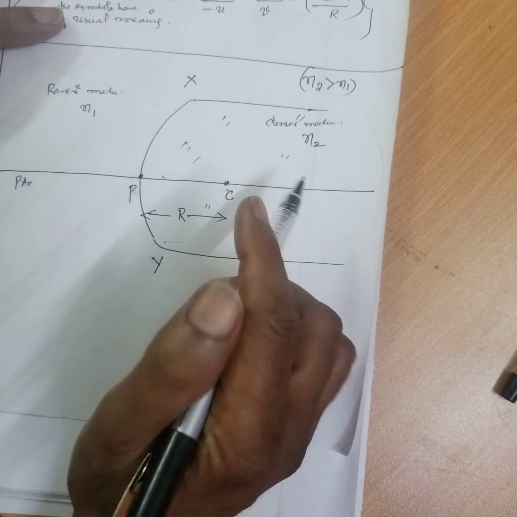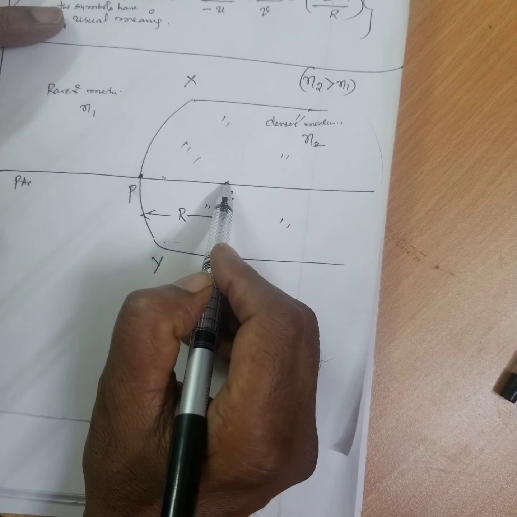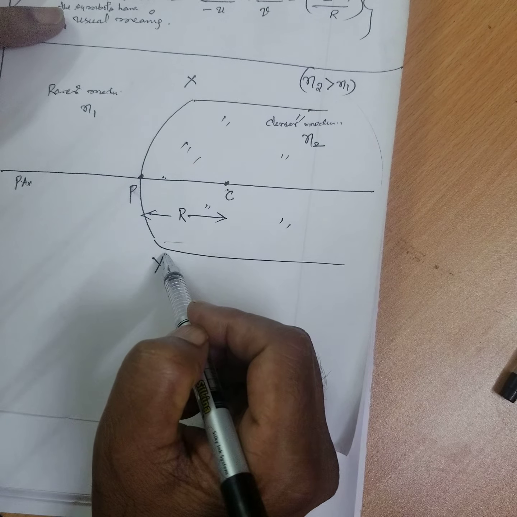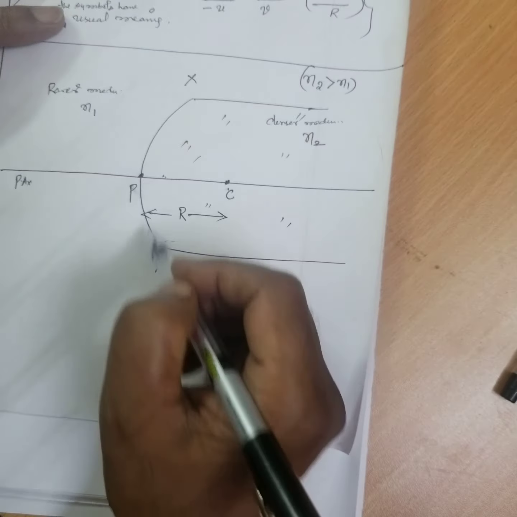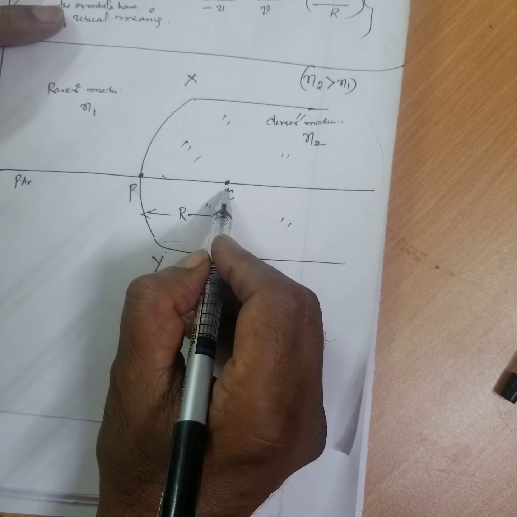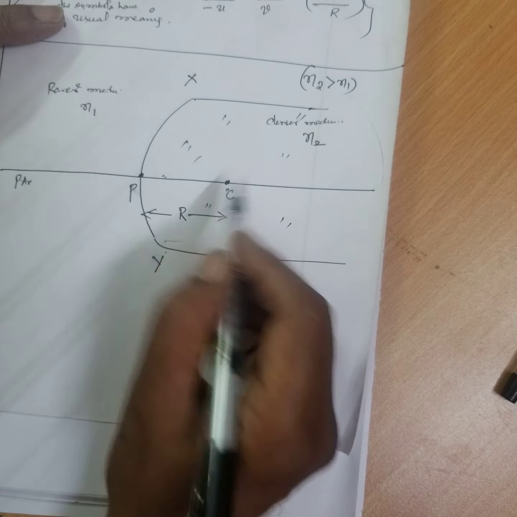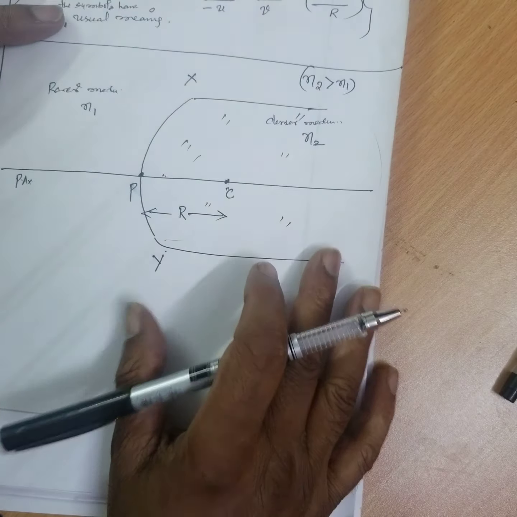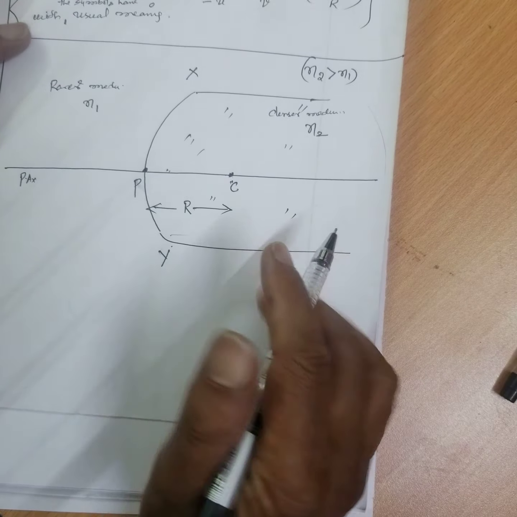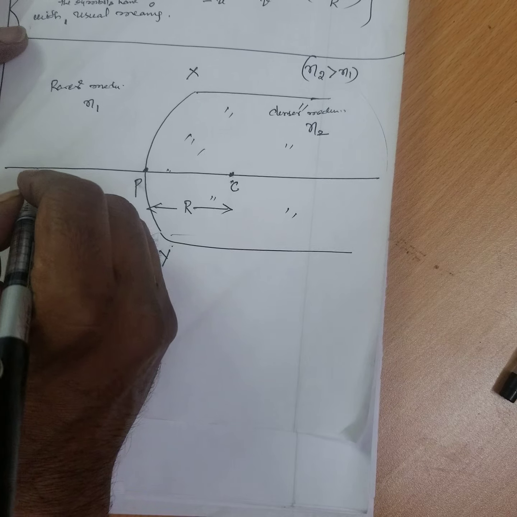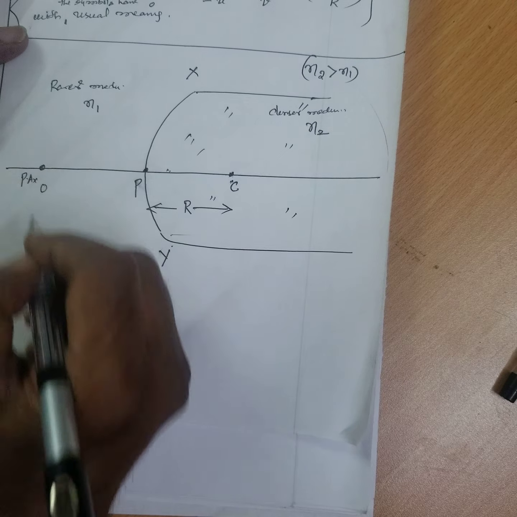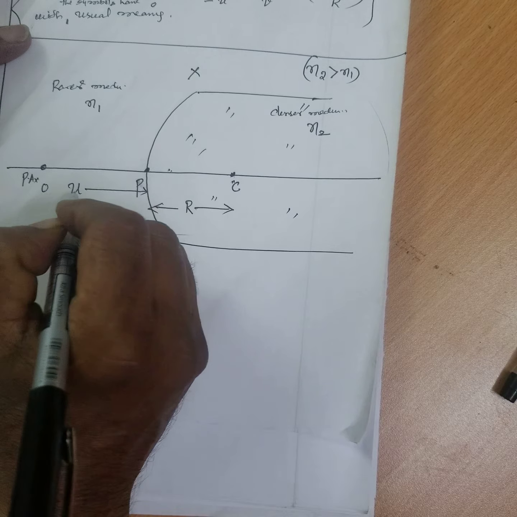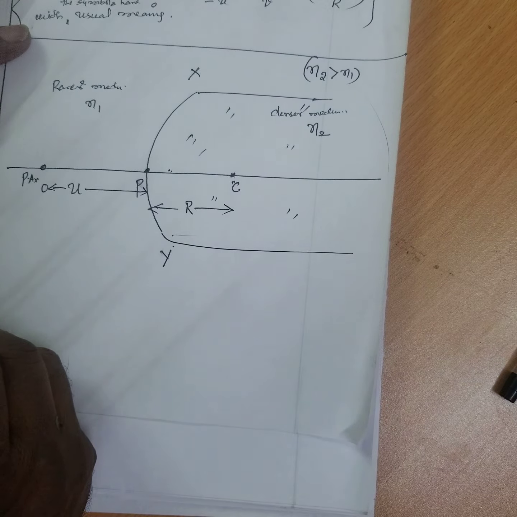They won't ask you the definition now, but it is a point such that the spherical surface is a part of that sphere. But the definition is not required for us. R is the radius. Consider O is the object. The object is at a distance of u, right?